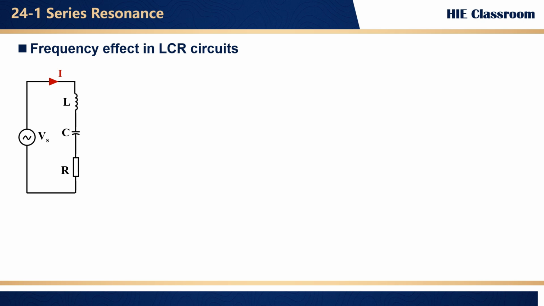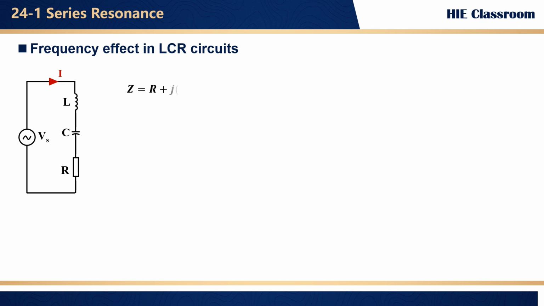At a particular frequency, the two reactances from the inductor and the capacitor cancel out. The circuit's impedance reaches a minimum value. Then we say that the circuit is in a state of resonance. Today, we will dig into some details about this state of electrical resonance in a series LCR circuit.